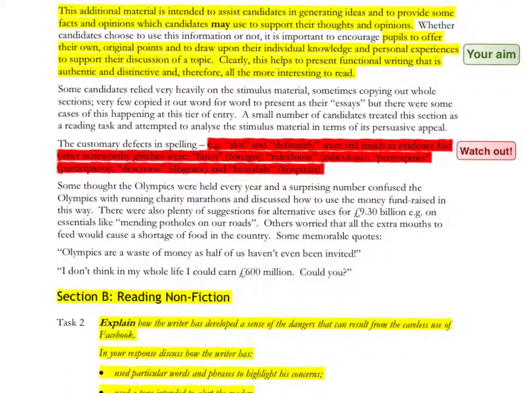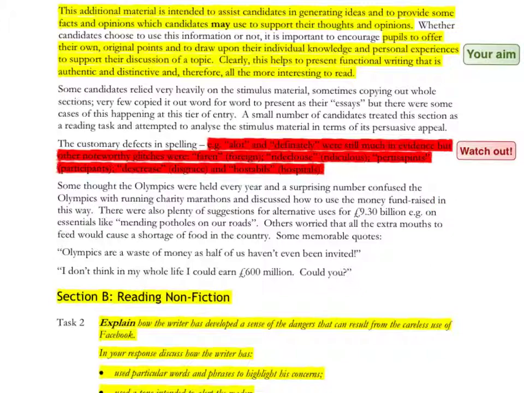Their specific words are that the additional material is intended to assist candidates in generating ideas and to provide some facts and opinions which candidates may use to support their thoughts and opinions. So that is what the examiner expects from you. If every child is just using the stimulus material, it's going to make for very boring reading. A very important point to note here is that they want you to draw upon your individual knowledge and personal experiences to make it unique.